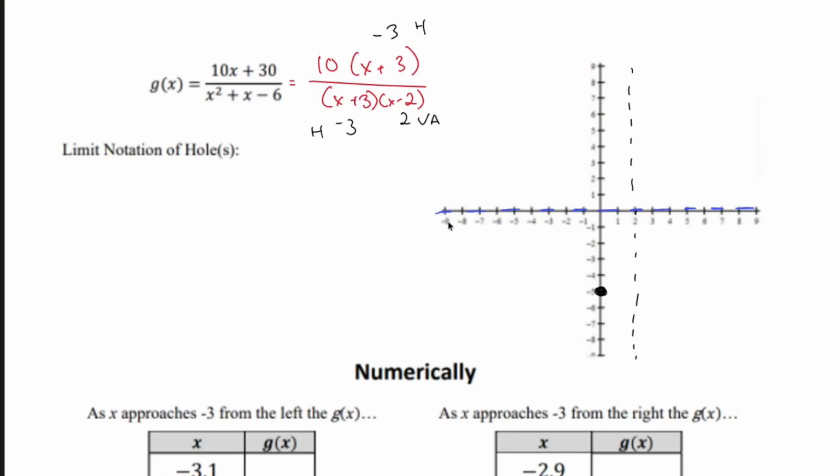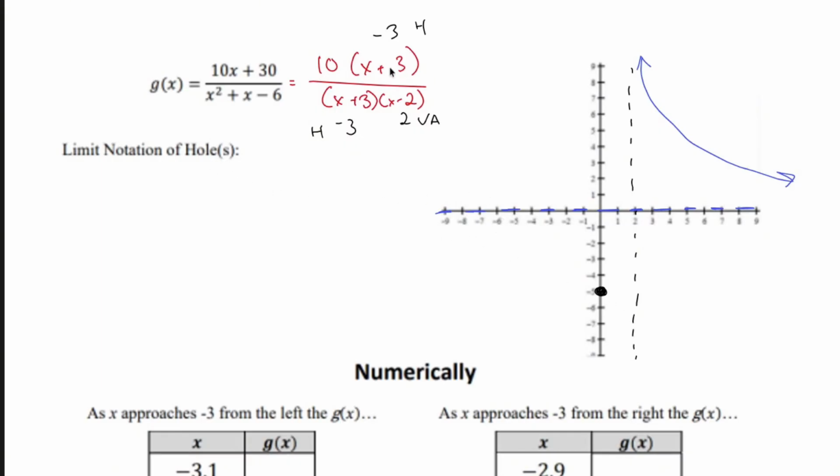Okay, so what's going to happen is this is going to flatten out here and go that way, and this is going to go that way. So I'll draw this part out. But what I do also know is there's a hole at negative 3. So negative 3 what? This is going to go down here, go through there.